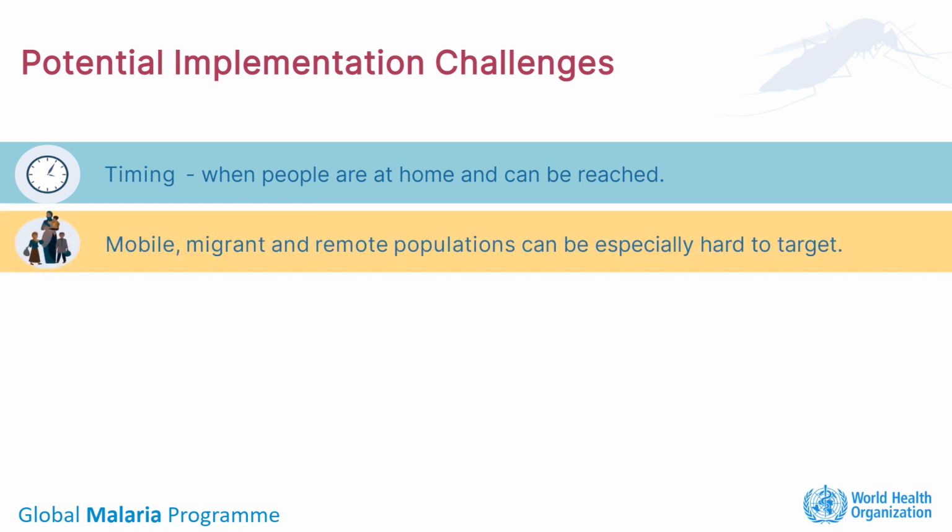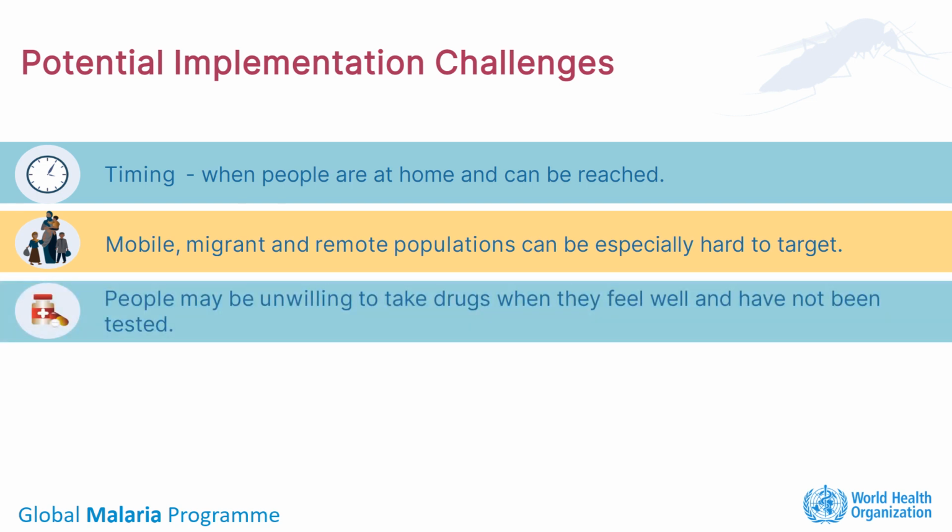Mobile, migrant, and remote population can be hard to find and engage in chemoprevention. Recruiting members of these communities to serve as medicine dispensers is one way to address the problem. Community engagement and effective communication is necessary to ensure that everyone understands why the chemoprevention campaign is being conducted and that individuals may harbor parasites without feeling ill.